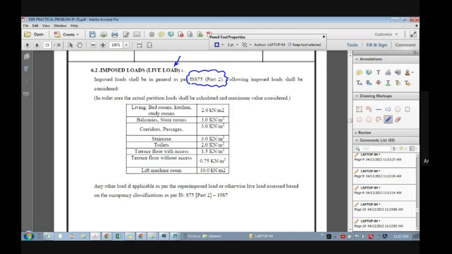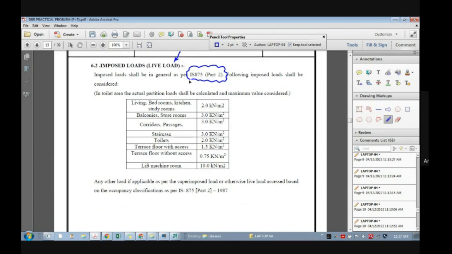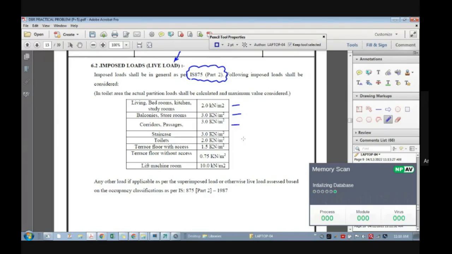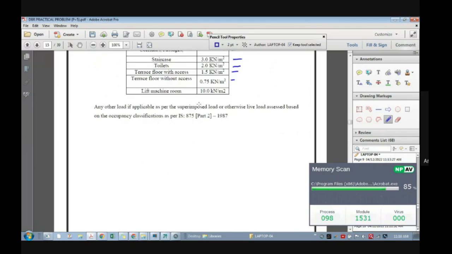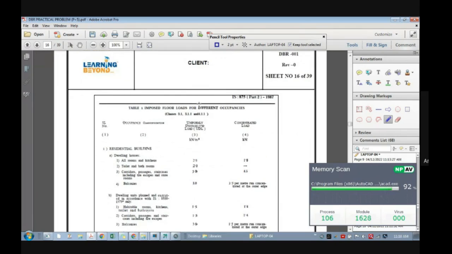Then, for which room you are using what load: living, bed, kitchen, you are using 2; balconies, storerooms 3; corridor, passages 3; staircases 3; toilets 2. Now there is a question: where are you getting these numbers? You are getting these numbers from IS 875 part 2, but still, where exactly? Only the reference of the code is not enough.